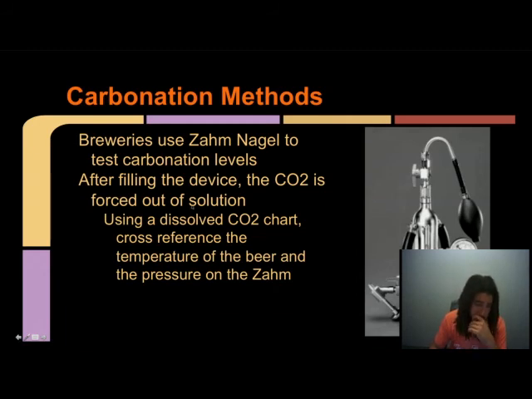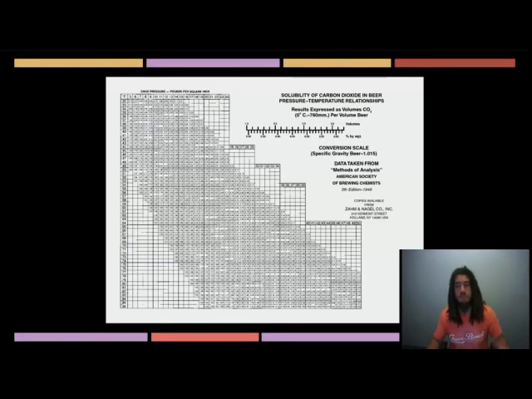It says here, after filling the device, force out the solution. Using the dissolved CO2 chart, cross-reference the temperature of the beer and the pressure on the Zahm. Look at your temperature, look at your pressure. Then you look at this chart. This chart will tell you what your CO2 levels are. For example, if I am shaking my Zahm and it is at 45 degrees Fahrenheit, and I get a reading of 11, that is 2.63 volumes. So I know exactly what the CO2 is. If I need a little bit more, I turn the CO2 back on. If I'm good there, I'm ready to package.